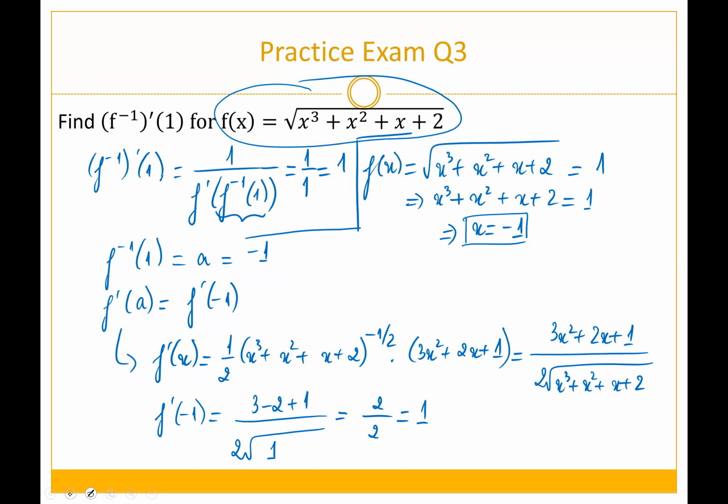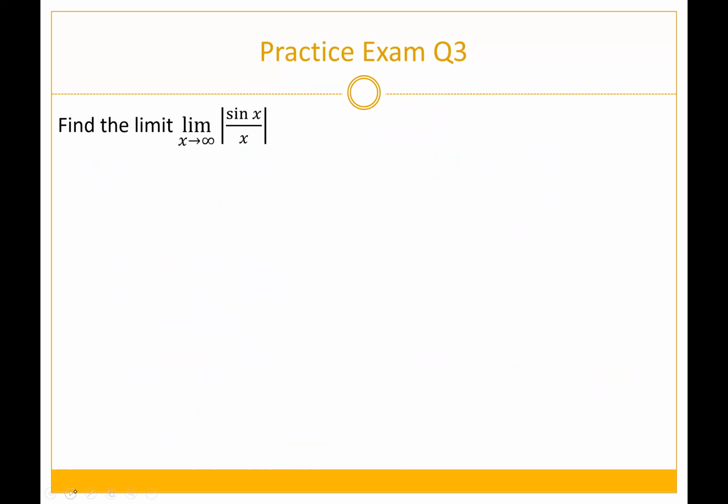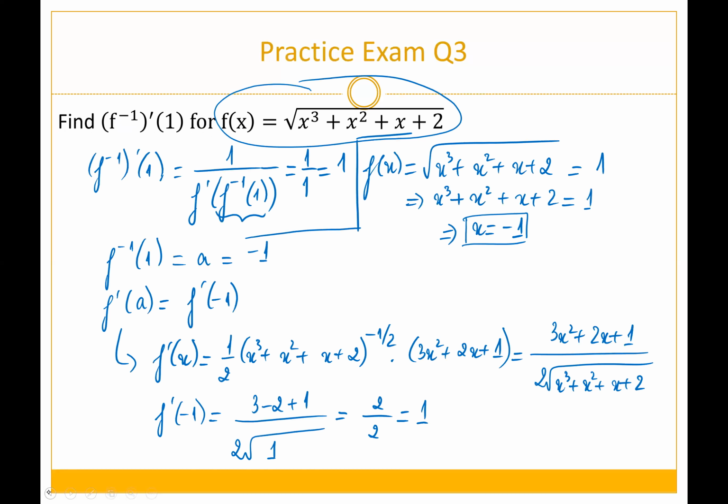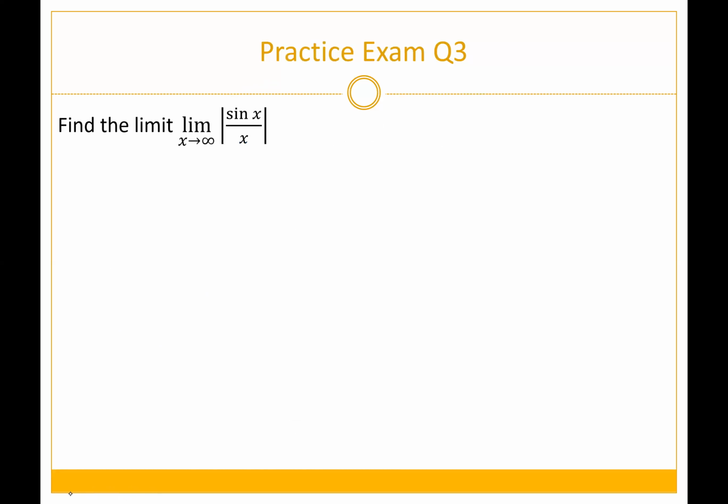Then you can conclude that it's a one-to-one function. So if we're good with this, let's go to this question. I don't know why it's still question 3. Maybe I made a mistake here. This should be question 2. Okay. Find the limit of x approaching infinity of absolute value of sine x over x.